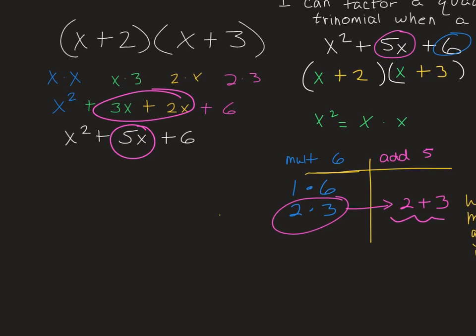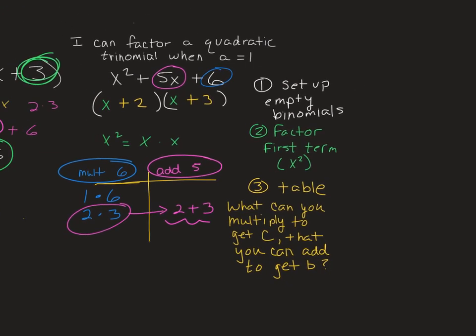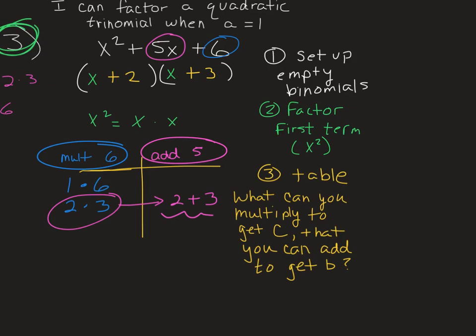But then we also need to know what's going to multiply to get 6, because you had to multiply these two numbers here. That 2 times 3 is what gave you 6 when you did the multiplication problem. So that's where multiplying to get 6 in our table came from. So again, you always take whatever you multiply to get C, and that'll add to get B. That helps you to factor it. So your final answer, we've factored it apart, is x plus 2 and x plus 3.